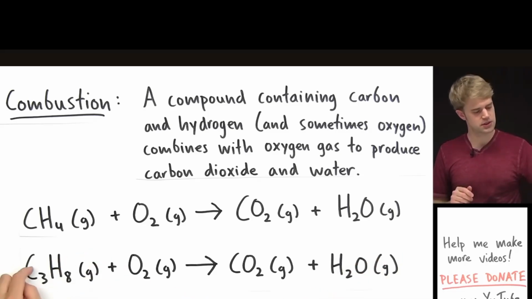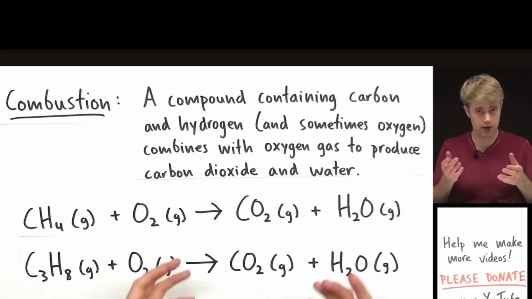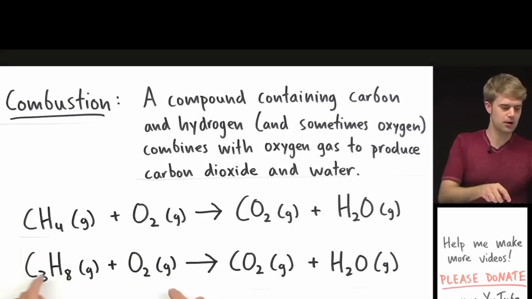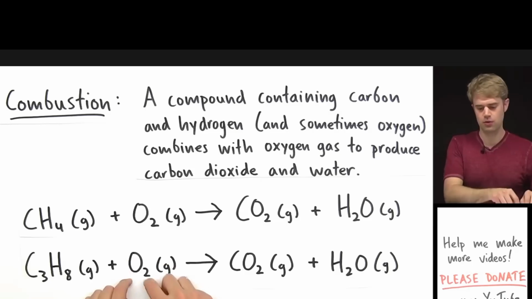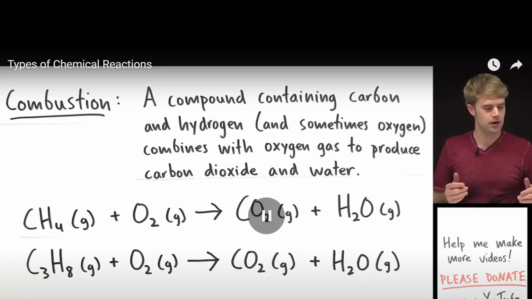This one starts with C3H8, which is the chemical formula for propane, another type of natural gas. And just like with this reaction, we combine C3H8 with O2, and this gives us carbon dioxide and water. Can you predict the products for the next reaction? CO2 and H2O. Shocking, right?